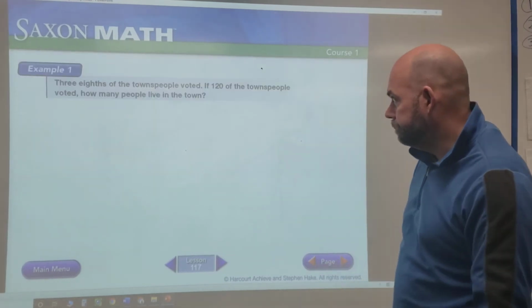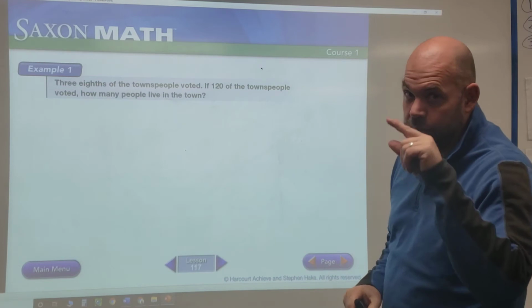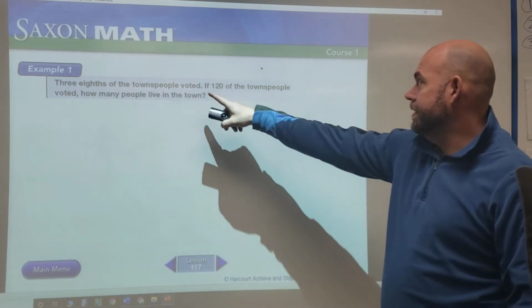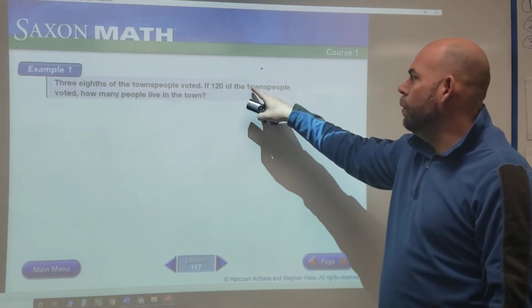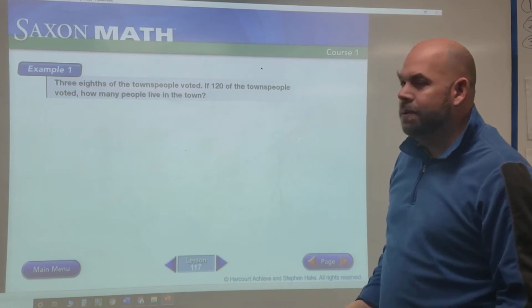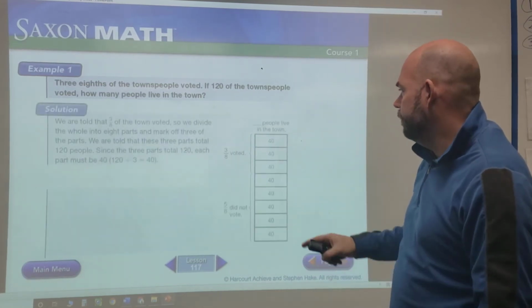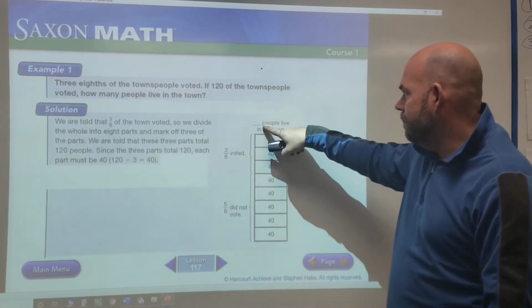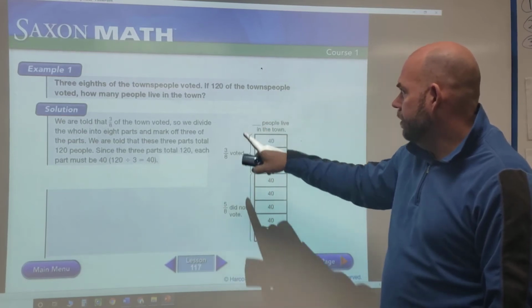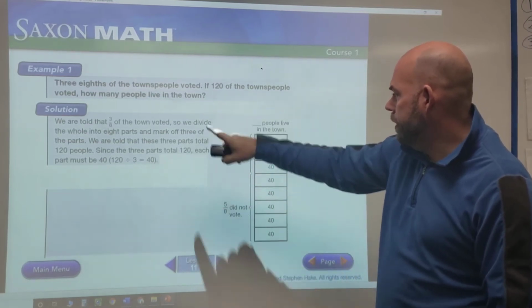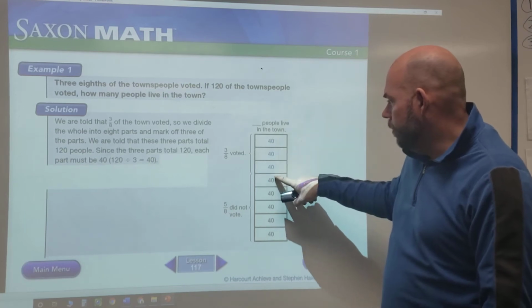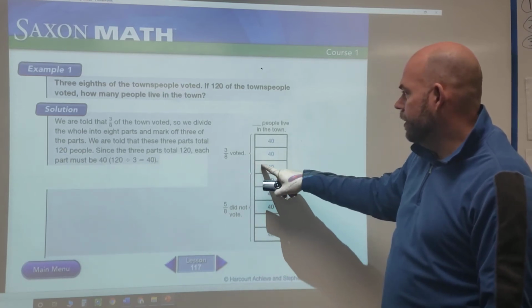Let's try that again. 3/8, so we're going to have 8 parts, of the townspeople voted. If 120 townspeople voted, how many people live in the town? So let's draw this out. First, we need to come up with 8 parts. How many voted? 3/8. So if 3/8 voted, 5/8 didn't vote. Let's look at the 3/8.